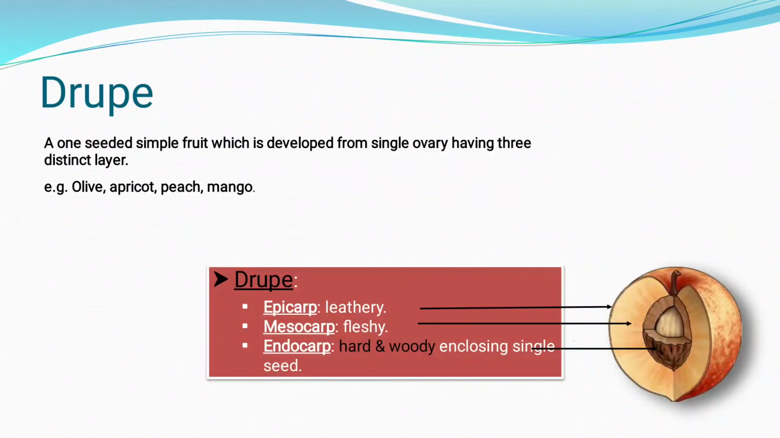So first of all there is a fleshy food material or fleshy fruit, that is a drupe. So it is a one seeded simple fruit which is developed from single ovary having three distinct layers. So in the image you can see there is a peach having epicarp, mesocarp, fleshy material, edible, and endocarp, that is inner seed coat, hard, woody, enclosing a single cell. So such a fruit is called as drupe. So examples are olives, apricots, peach and mango. So these are nothing but true fruits.